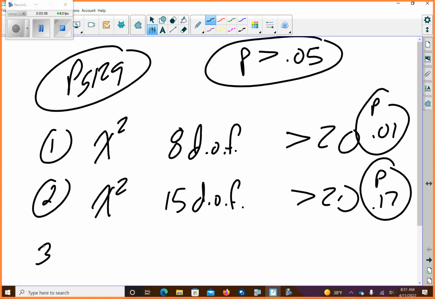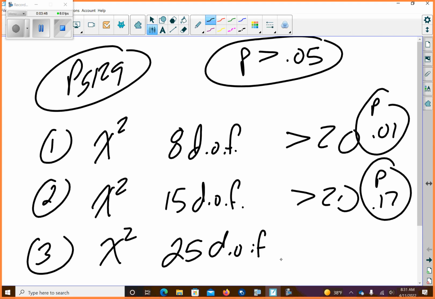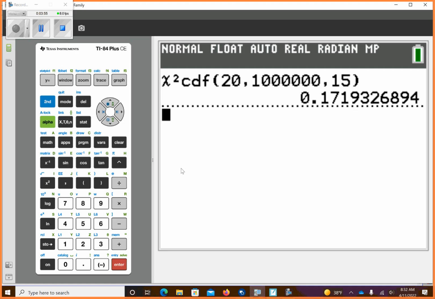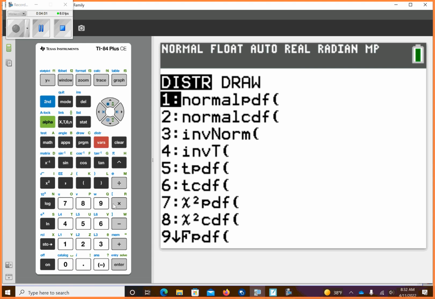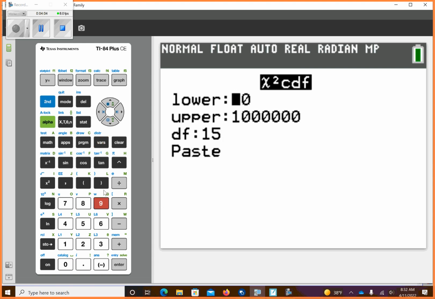And then number 3, they said find the proportion chi-squared with 25 degrees of freedom. But now they want less than 20. Let's figure out that p-value. On the calculator again, clear that. Let's go chi-squared CDF, number 8. We want less than, so our lower value we want small. We'll make it 0, not 90. And then our upper will be 20. And then the degrees of freedom, 25.